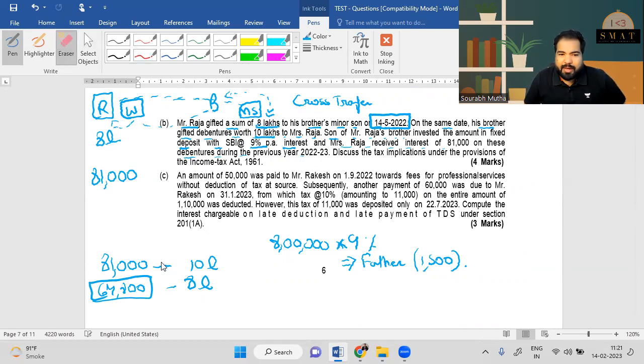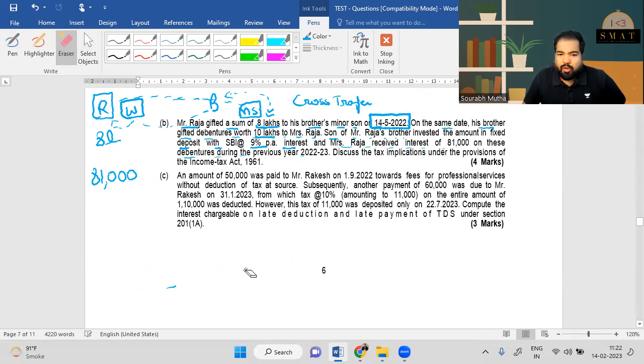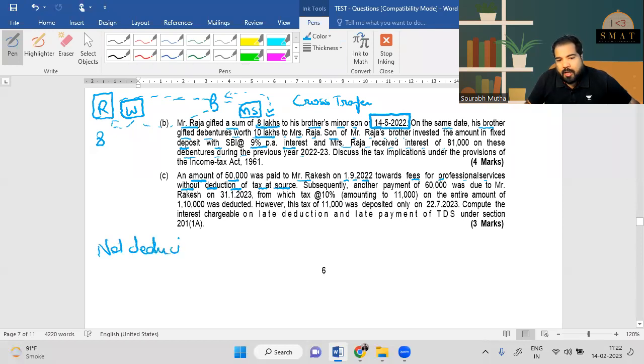All right, looking at the last question, an amount of 50,000 was paid to Rakesh for professional fees. Here, this is TDS. Very interesting question on TDS, the interest calculation. So an amount of 50,000 was paid to Mr. Rakesh on the 1st of September 2022 towards fees for professional services without deduction of TDS. So is there something wrong? Yes, you have not deducted. How much have you not deducted? You have not deducted 5,000 rupees because TDS is 10% under 194J.